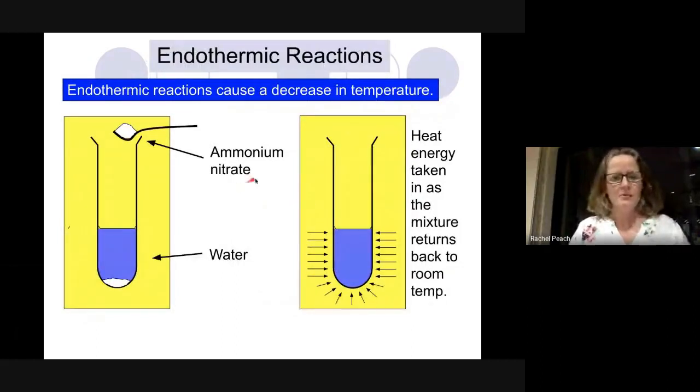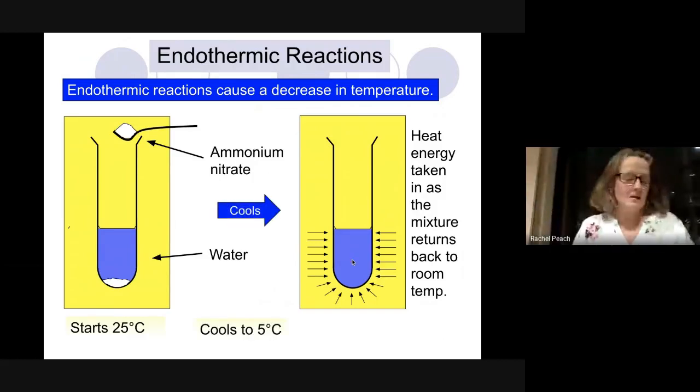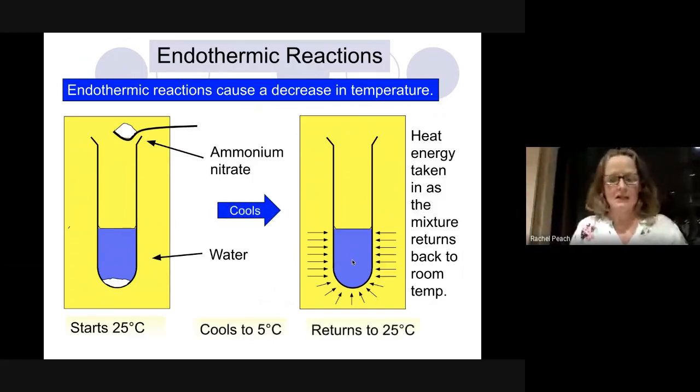In this example, ammonium nitrate is added to water. And heat energy is taken in as it cools down, and then is returned back to room temperature. So it starts at 25, it cools down to maybe 5 degrees C, and then it starts to heat up again as the heat from the room moves into the cold solution.